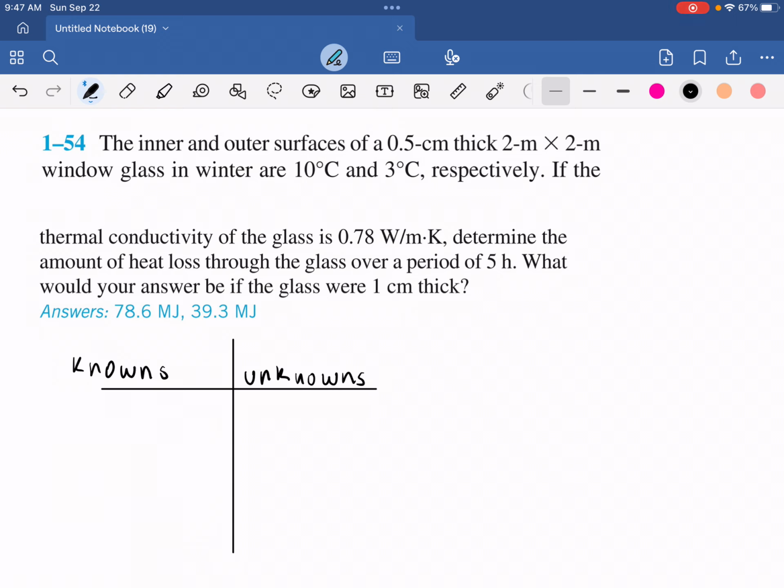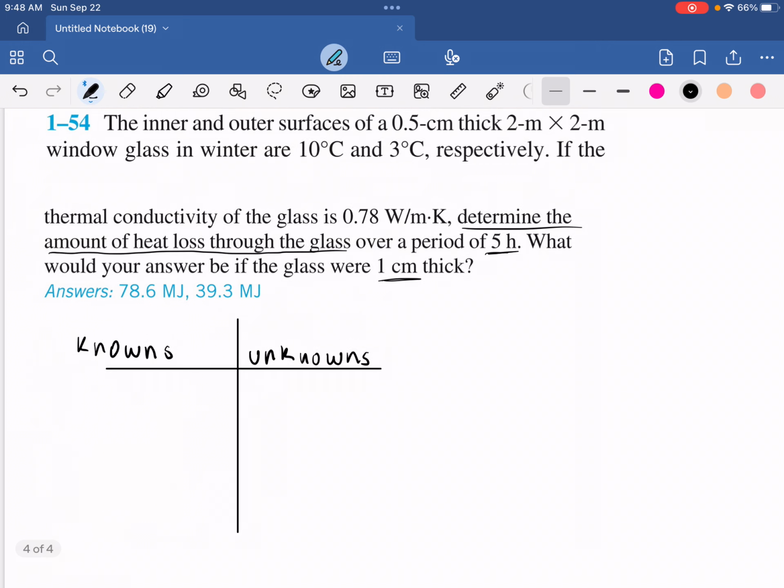The inner and outer surfaces of a 0.5 centimeter thick, 2 meter by 2 meter window glass in winter are 10 degrees Celsius and 3 degrees Celsius respectively. If the thermal conductivity of the glass is 0.78 watts divided by meters Kelvin, we have to determine the amount of heat loss through the glass over a period of 5 hours, and then we have to change it up and find what it would be if instead of 0.5 centimeters it was 1 centimeter thick. Okay, so first things first, let's go with this one.